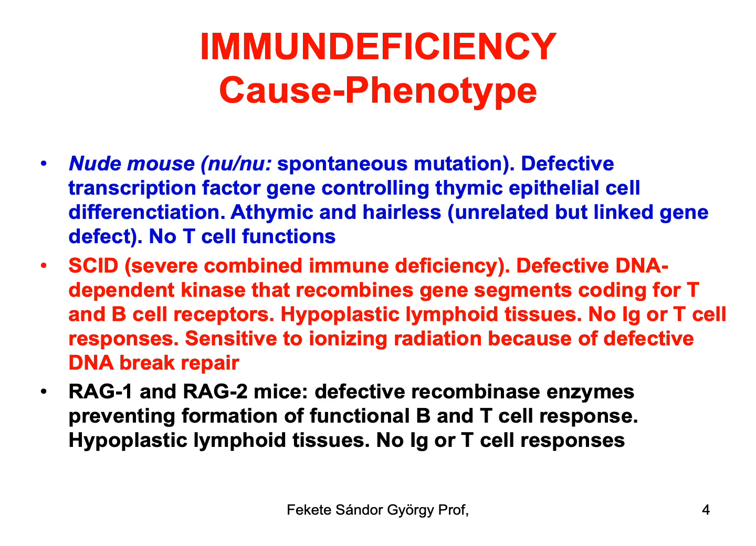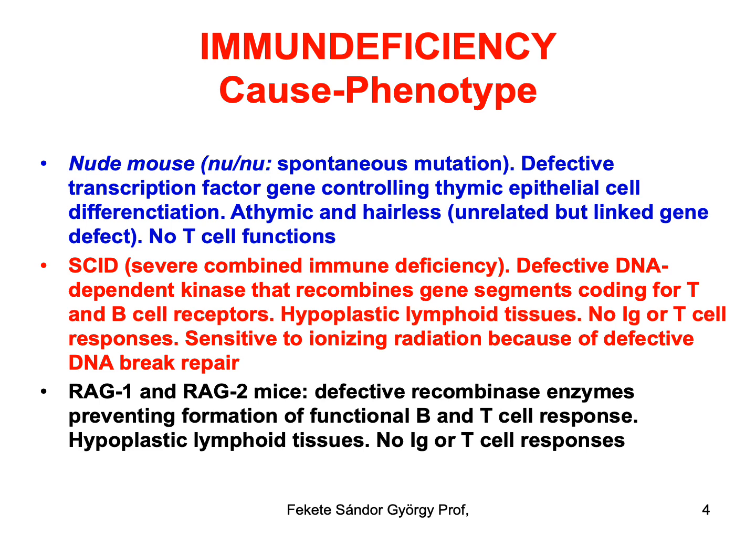For that, please let us revise and summarize the most important immunodeficiencies, taking the cause and the phenotype. You have heard about the nude mouse, the SCID mouse, and the RAG mouse.